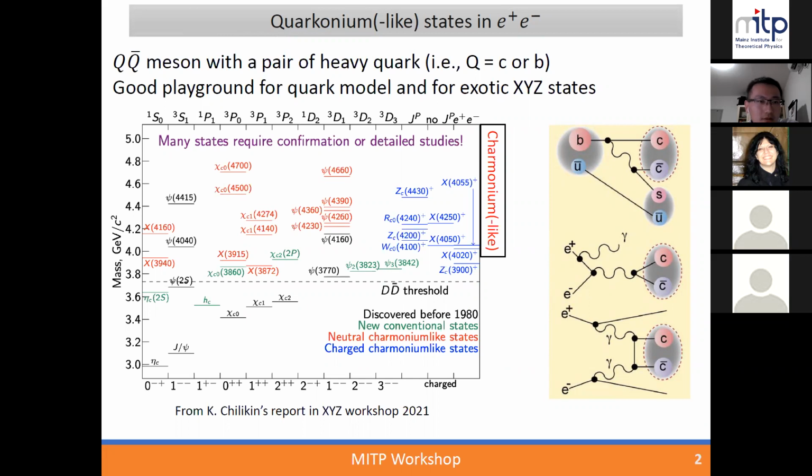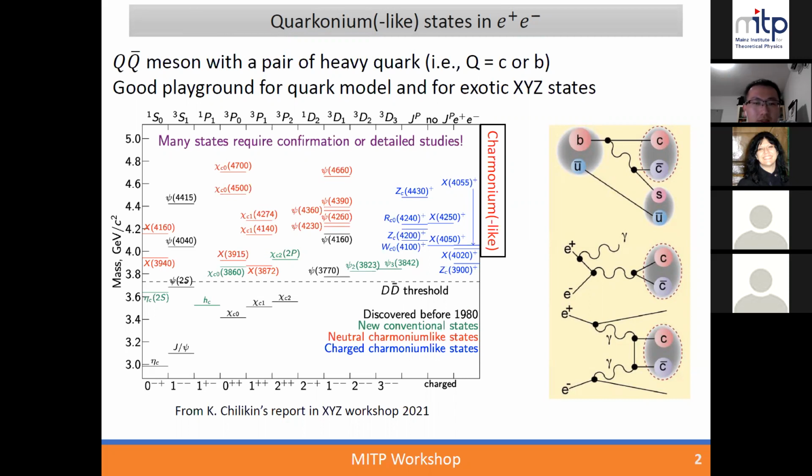So the Quarkonium has a component of a pair of heavy quarks, for example, a pair of charm or a pair of bottom quarks, and it is a good playground for the quark model and a good playground for the exotic XYZ states. You can see in the left plot, here I put the spectrum of the charmonium and charmonium-like states.